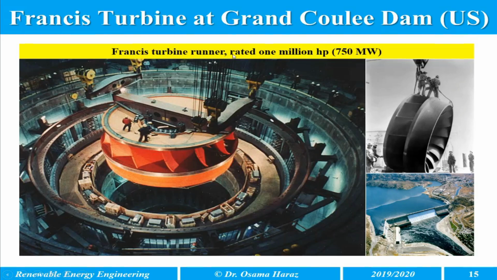This Francis turbine runner is rated at 1 million horsepower, or 750 megawatts of electricity. You see, it's a huge turbine. And this picture shows the Grand Coulee Dam, and this hydropower turbine is connected to it.